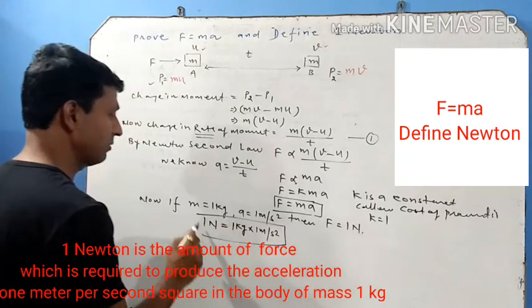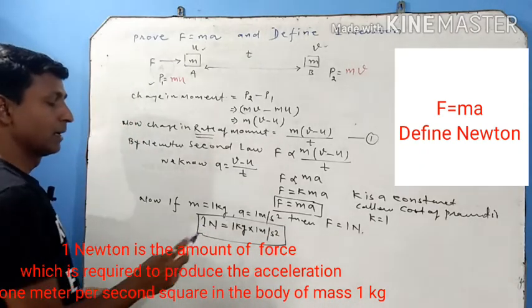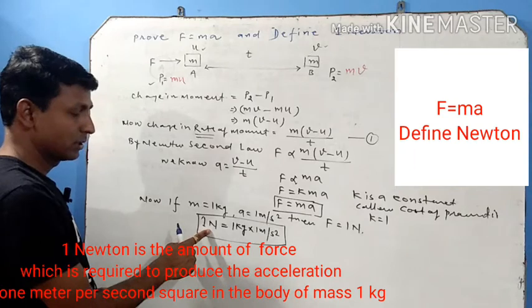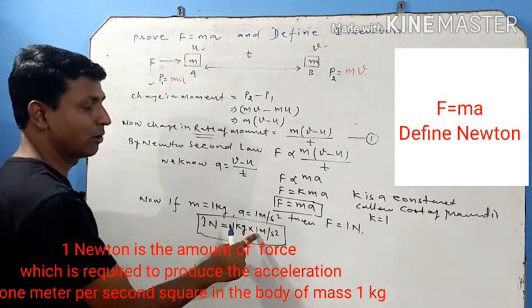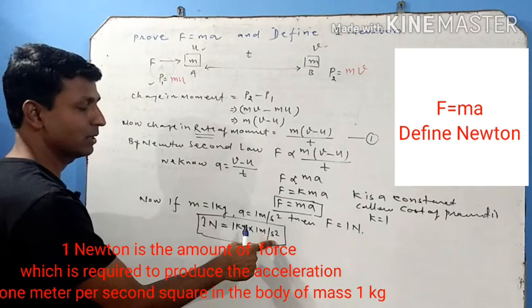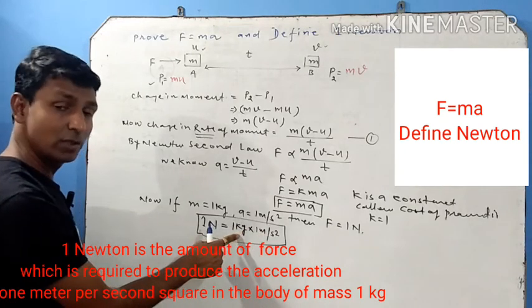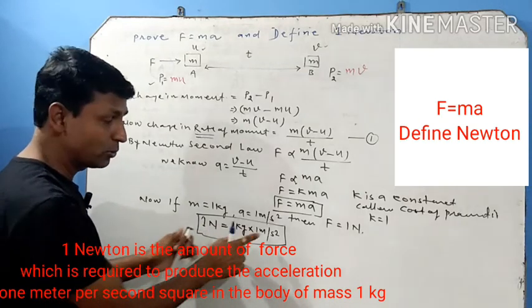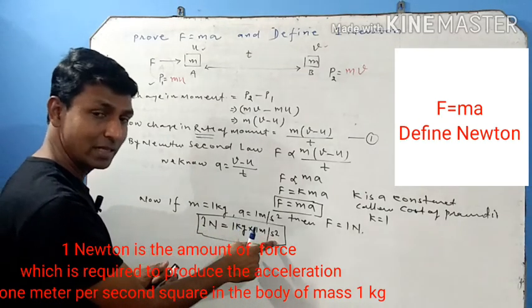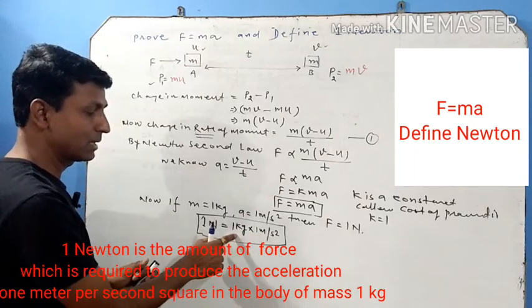So how can we define 1 Newton, friends? It is the amount of force which is required to produce an acceleration of 1 meter per second square in a body of mass 1 kilogram. 1 Newton is the force which is required to produce an acceleration of 1 meter per second square in a body of mass 1 kilogram.